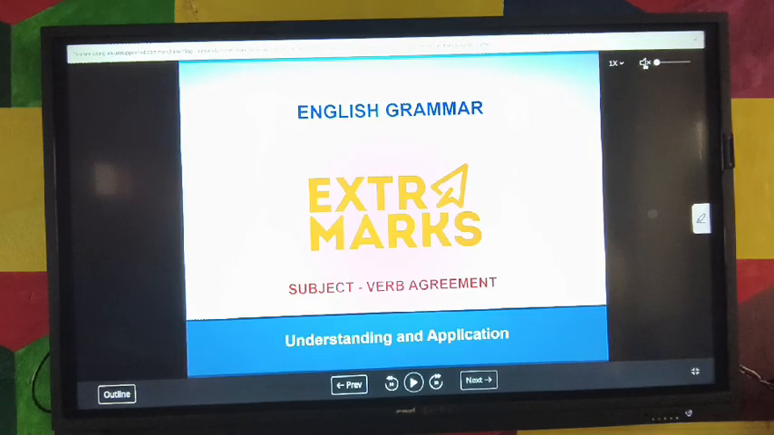Let us take an example. An elephant trumpets to express anger. Here in this sentence, an elephant, the subject, is singular and the verb trumpets is also singular. The subject is what the sentence is about. The verb is a word that indicates an action or a state.